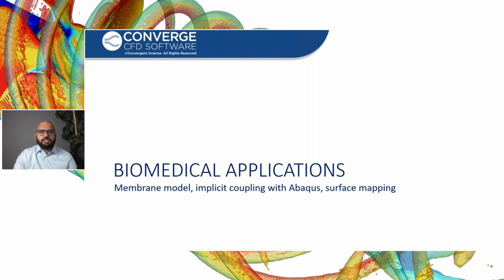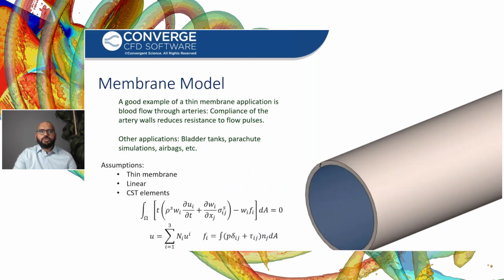So this, as I said, is a more recent area for us, and I wanted to talk about a couple of models that we are looking at and how they can be used to simulate areas of interest in these biomedical applications. So the first one is a membrane model. And a good example of this is blood flow through arteries. So the arteries have compliant walls, so they act as membranes, and this compliance reduces the resistance to flow pulses. So these membrane models have other applications as well, like bladder tanks, parachute simulations, airbags, etc.